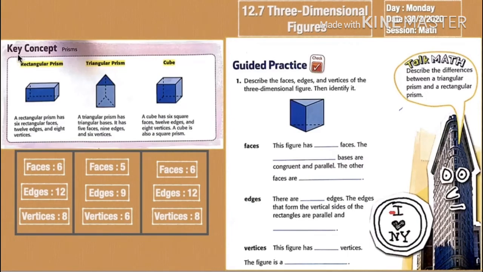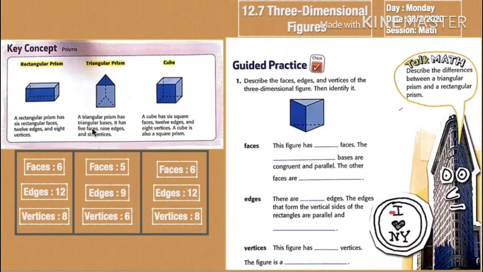Next, we have our key concepts. So we just learned about our rectangular prisms. Now we have a triangular prism. A triangular prism has triangular bases. It has 5 faces, 9 edges, and 6 vertices.